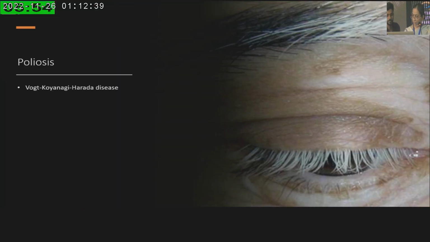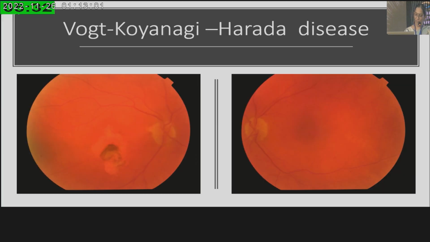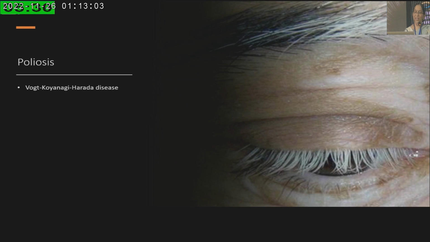Next patient. So our next patient is a young patient, and you can see this whitish discoloration of the eyebrows and the eyelashes, and also those white patches on the upper and lower lids. The whitish discoloration is called poliosis. Typically it is seen in Vogt-Koyanagi-Harada disease. Sometimes you can see it in sympathetic ophthalmia as well.